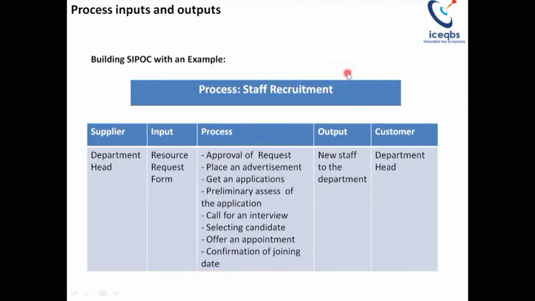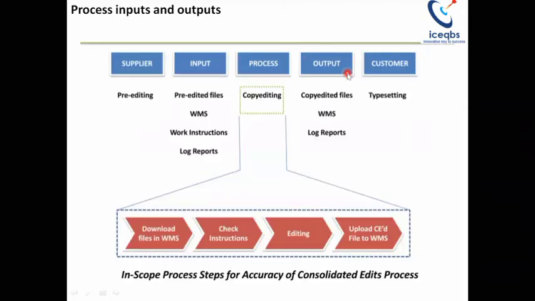So again, there is another example. Say, for example, it is a copy editing process. The supplier will be the pre-editing process, which is the previous process for the copy editing. Input is the pre-edited files, WMS, which is the workflow management system, work instructions, and log report. So these are the inputs to this process. During the copy editing, these are the different sub-processes we are doing: download files in WMS, check instructions, editing, and upload copy edited files. Then the output will be the copy edited files and workflow management system log reports, and the customer is typesetting, the next process.